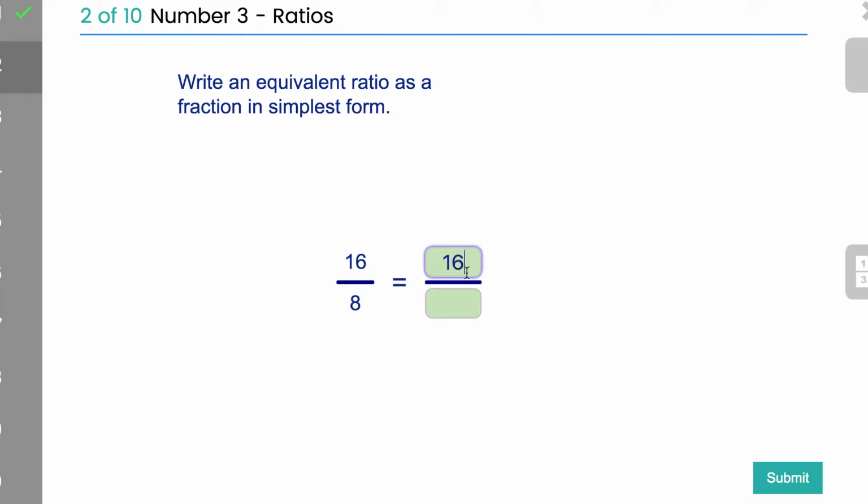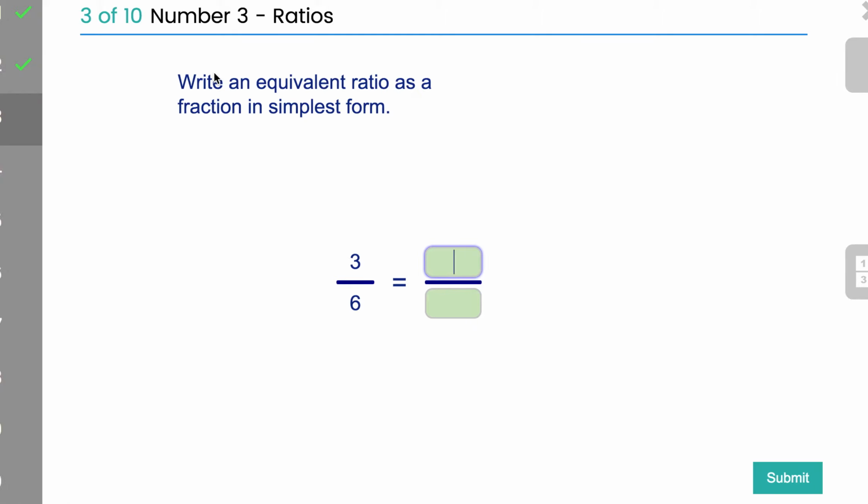So we're trying to simplify 16 eighths, or 16 to 8. Well, they can both be divided by 2, because they're both even. I always like to start with divide by 2. So that'll be 8 over 4. Still both even, so it'll be 4 over 2. Still both even, so it'll be 2 over 1. Okay, so 16 eighths is the same as 2 over 1, or 2 ones, 2 wholes.